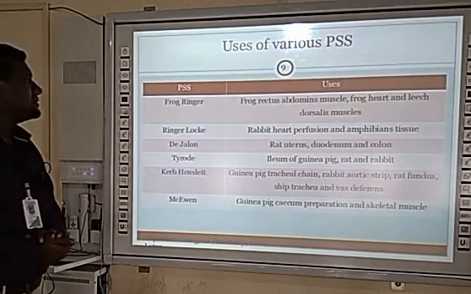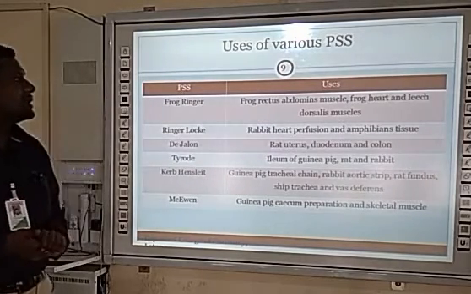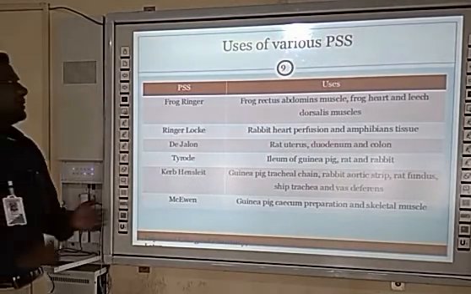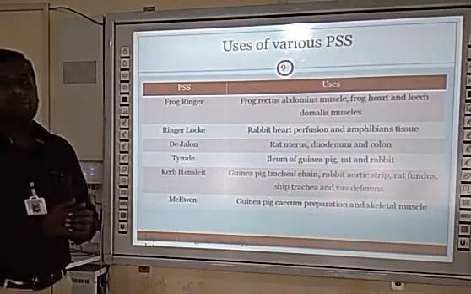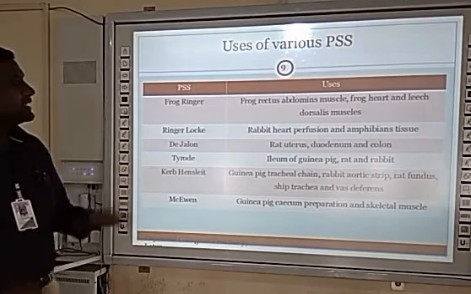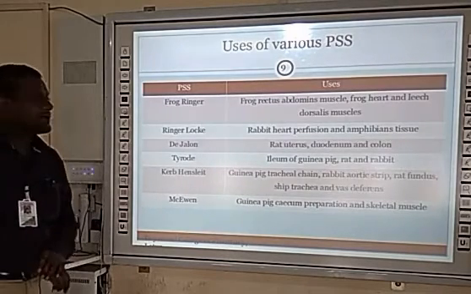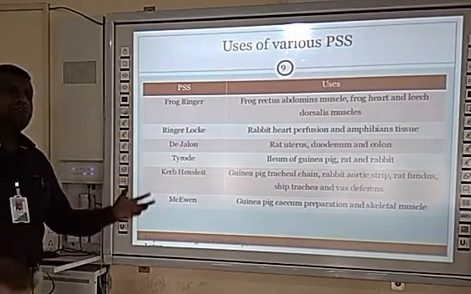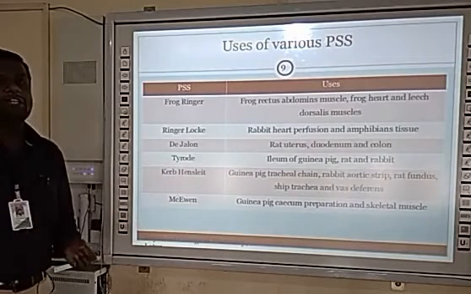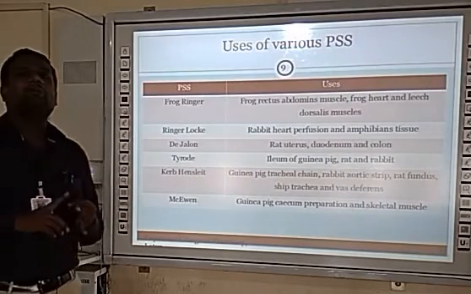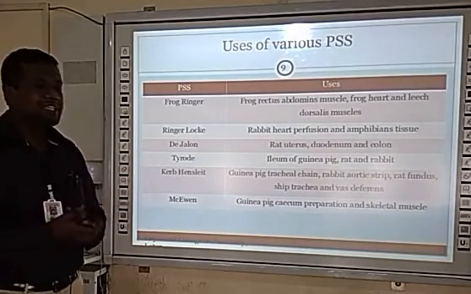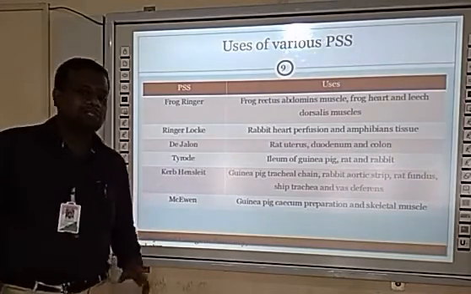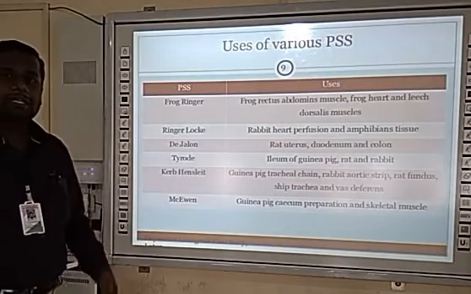The use of frog Ringer is that it is useful for isolated rectus abdominis muscle of frog, as well as frog heart preparation. Then it is also useful for leech dorsalis muscle. So whatever experiments are performed on frog heart and frog rectus abdominis muscle, as well as leech dorsalis muscle, for that purpose we have to use frog Ringer solution.